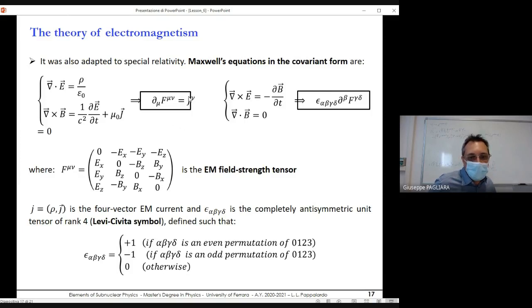And this J nu that appears here is the 4-vector electromagnetic current, essentially the one that we already saw last time. And this epsilon alpha beta gamma delta is the Levi-Civita symbol, which is a fully antisymmetric unit tensor of rank 4. So it is equal to 1 if the combination of these indices is an even permutation of 0, 1, 2, 3. It is -1 if it is an odd permutation. It is 0 otherwise.